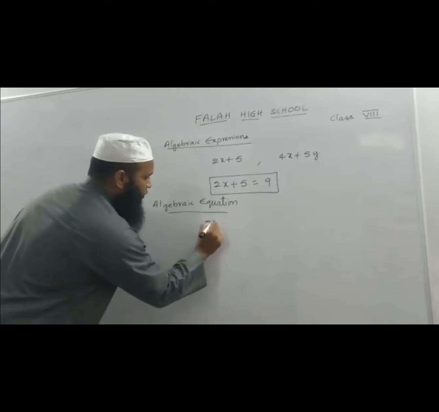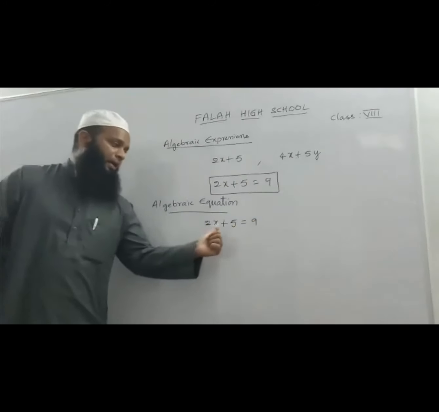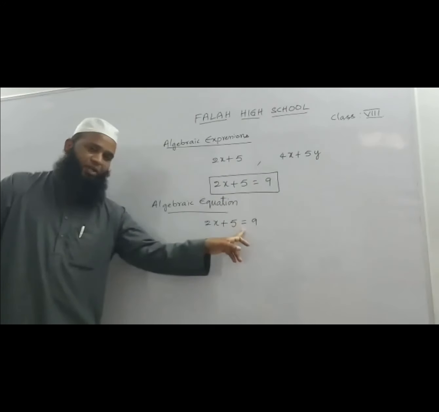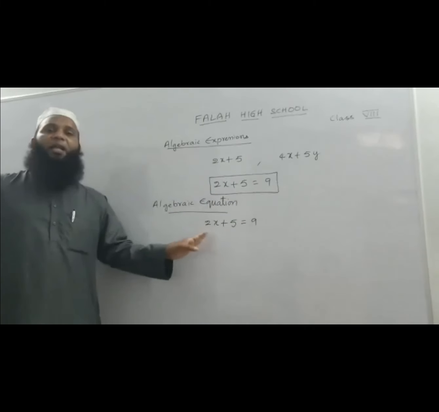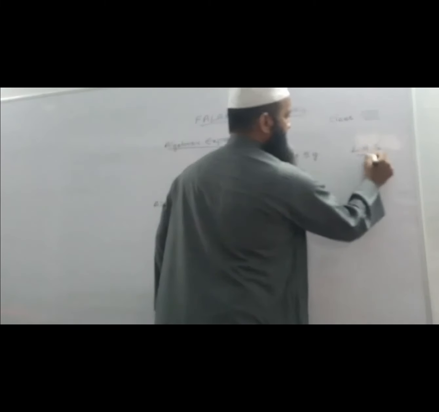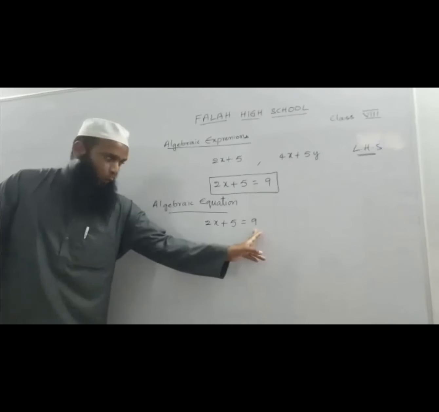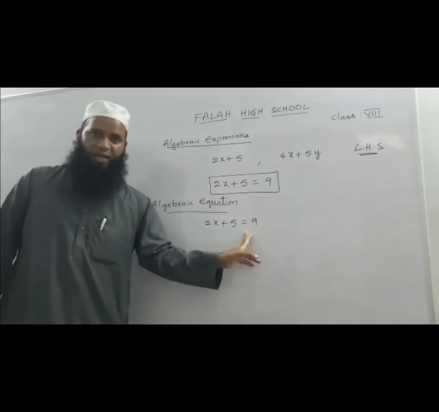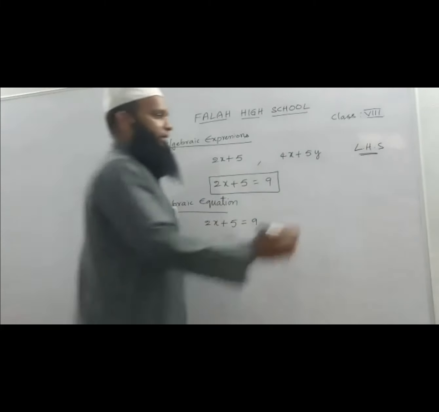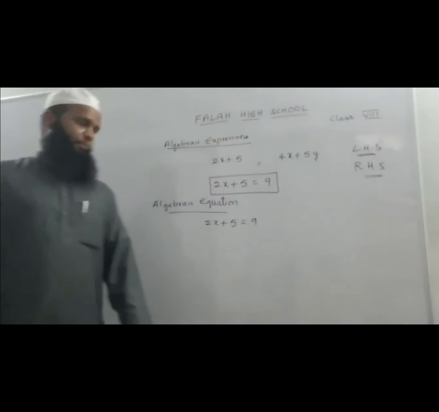So here 2x plus 5 is equal to 9. Here the algebraic expression which is to the left of the equality sign is called the left hand side. We write it in short form as LHS. The algebraic expression which is to the right of the equality sign is called the right hand side, and the short form is RHS.